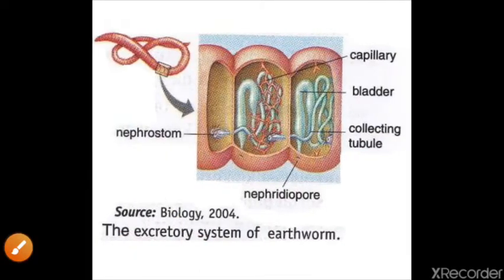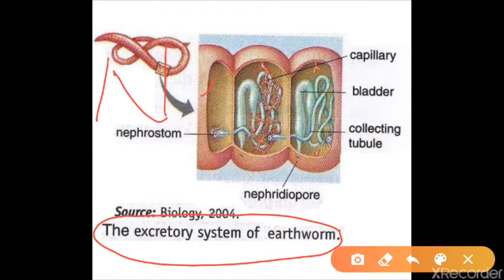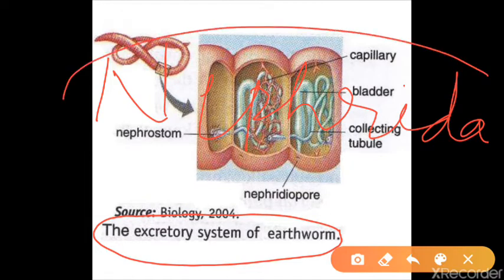Next we have the excretory system of the earthworm. We have taken one more example, that is excretion in a small multicellular organism, the earthworm. Earthworm lives in the soil, so they are not as complex as we are. They have an excretory organ, that is nephridia. They have nephridia as the excretory organ.